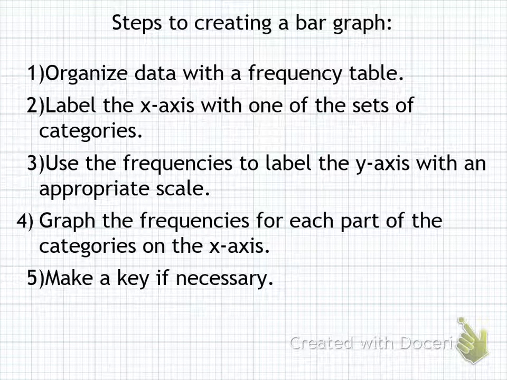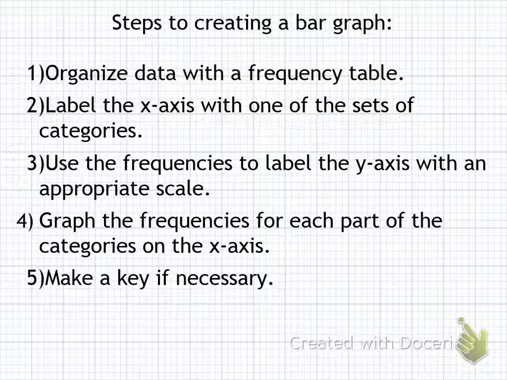But just to review, here are the steps that we're going to need in order to create these. First thing you're going to want to do is organize the data with a frequency table, much like what you guys saw on the quiz and what we talked about Monday and Tuesday. You're going to want to then label the x-axis with one of the sets of categories. So sometimes there's two different types of categories. For instance, if you're asking males and females what their favorite vegetable is, you have gender as a category, and then you also have the preferred vegetable as a category.